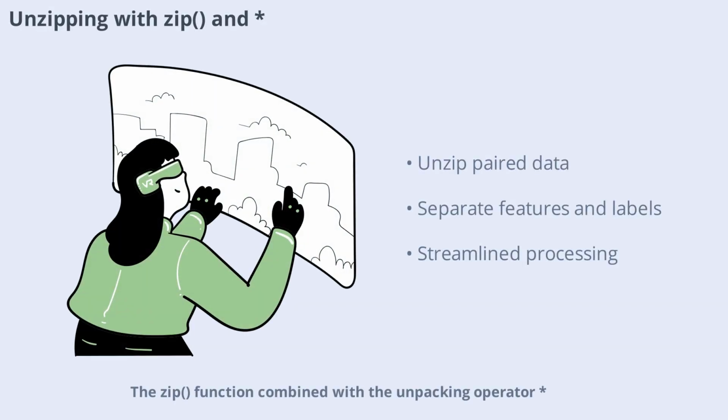The zip function combined with the unpacking operator allows you to unzip a dataset of paired features and labels. By passing an unpacked sequence of pairs to zip(*paired_sequence), you can separate corresponding elements into individual sequences. In AI evaluation, this technique is useful for splitting datasets structured as pairs into distinct arrays for features and labels, facilitating streamlined data processing and model evaluation.